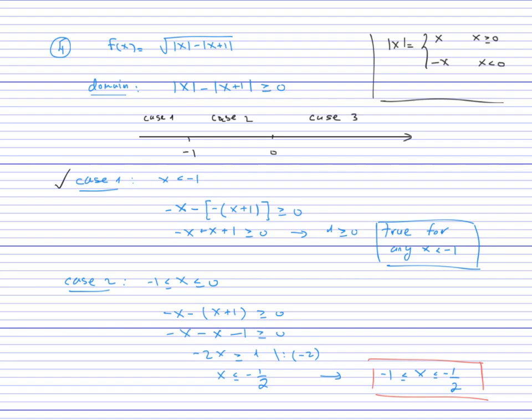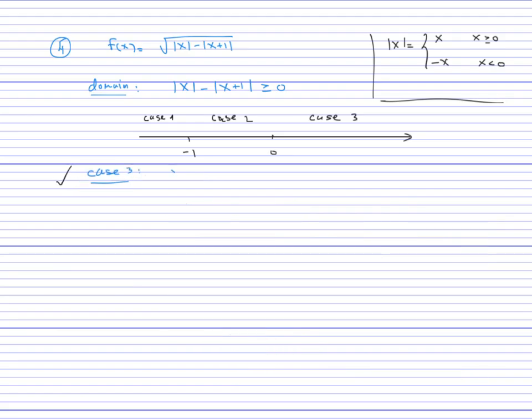Okay, let's continue with case number 3. So we solved case number 2. Now we continue with case number 3 on the next slide. For case number 3, we need to assume that x is bigger than 0. Now, if x is bigger than 0, the absolute value of x needs to be x, because according to the definition, it needs to return x.